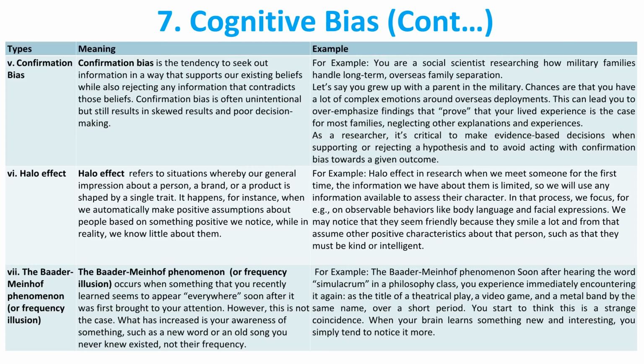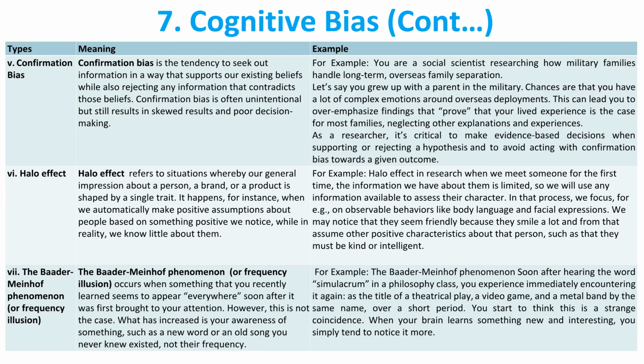Confirmation bias is the tendency to seek out information in a way that supports our existing beliefs while also rejecting any information that contradicts those beliefs. Confirmation bias is often unintentional but still results in skewed results and poor decision-making.